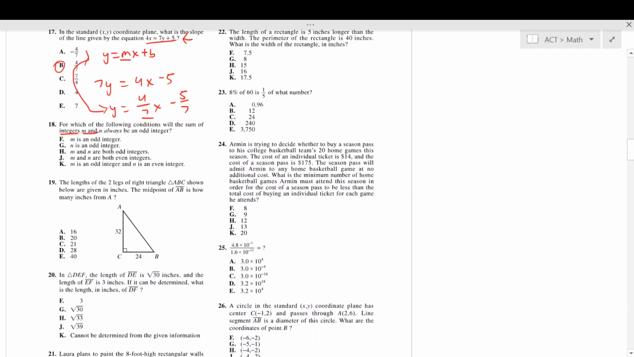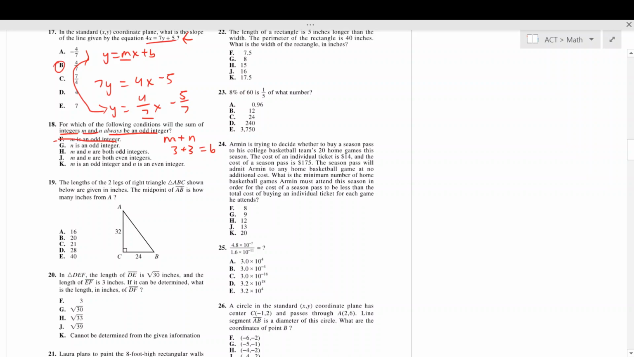Would a sum of m and n always be odd? So it always has to be odd. Let's think about it. Let's write out m plus n and give some examples. If m is odd, let's say m is 3, what if I add 3 to that? Then that gives us 6. That's even, that's not odd, so it can't be F.